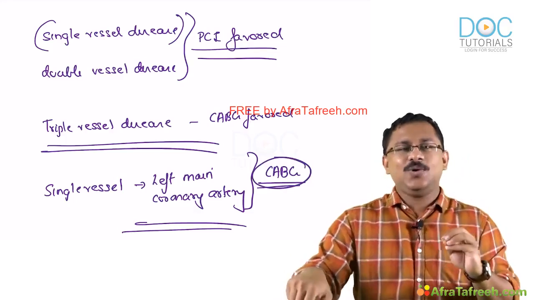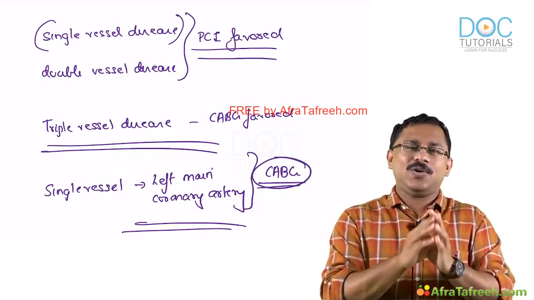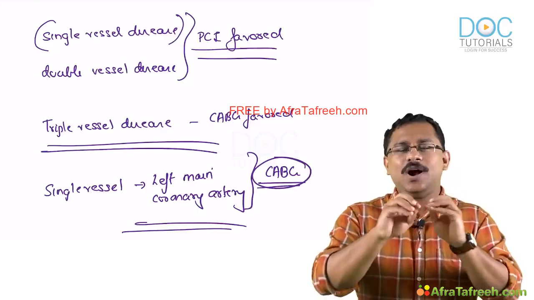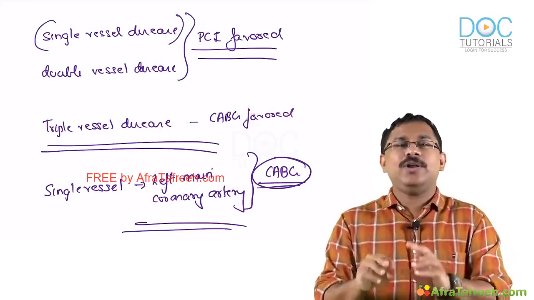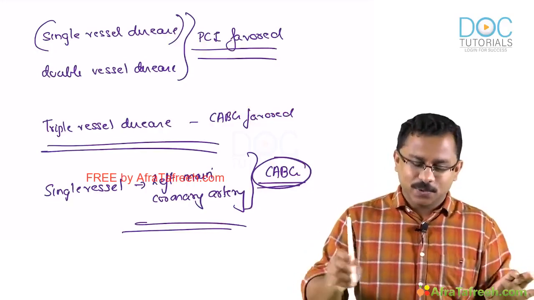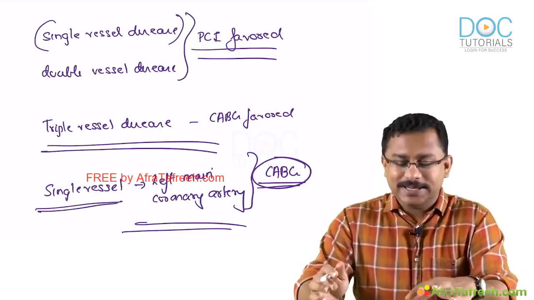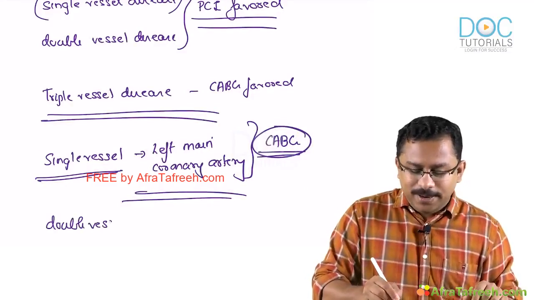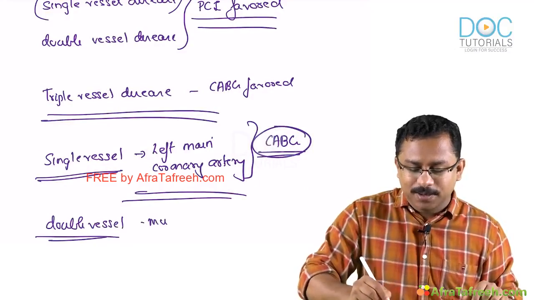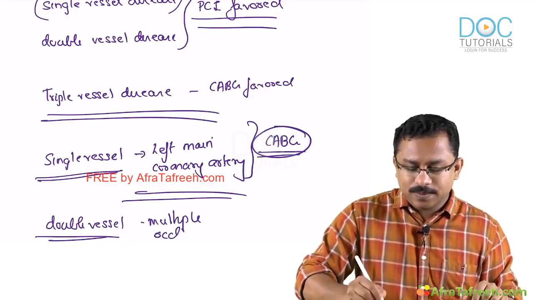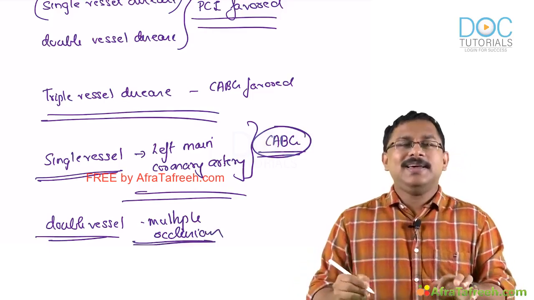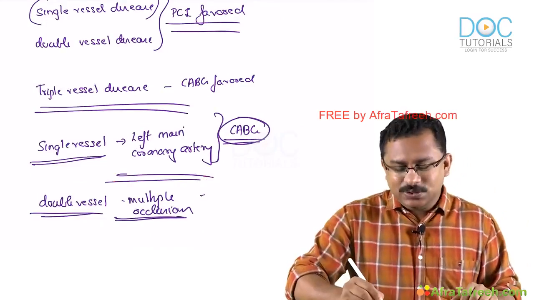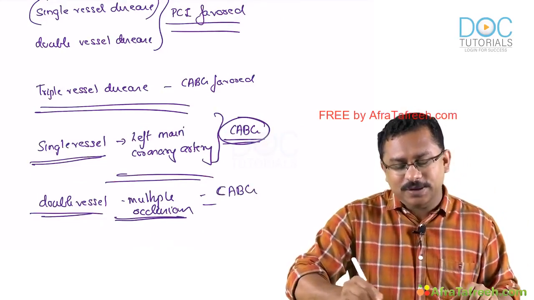In such a scenario, because the left main coronary artery, in fact, is the major blood supply to the myocardium, you do not want to take a risk with PCI. There you will go for coronary artery bypass grafting. So single vessel, if the left main coronary is involved, you will go for CABG. And suppose it is double vessel, but the problem is if there are multiple occlusions, in that scenario you would have to deploy multiple stents. So technically it is demanding. So in such a scenario also you will go for CABG.